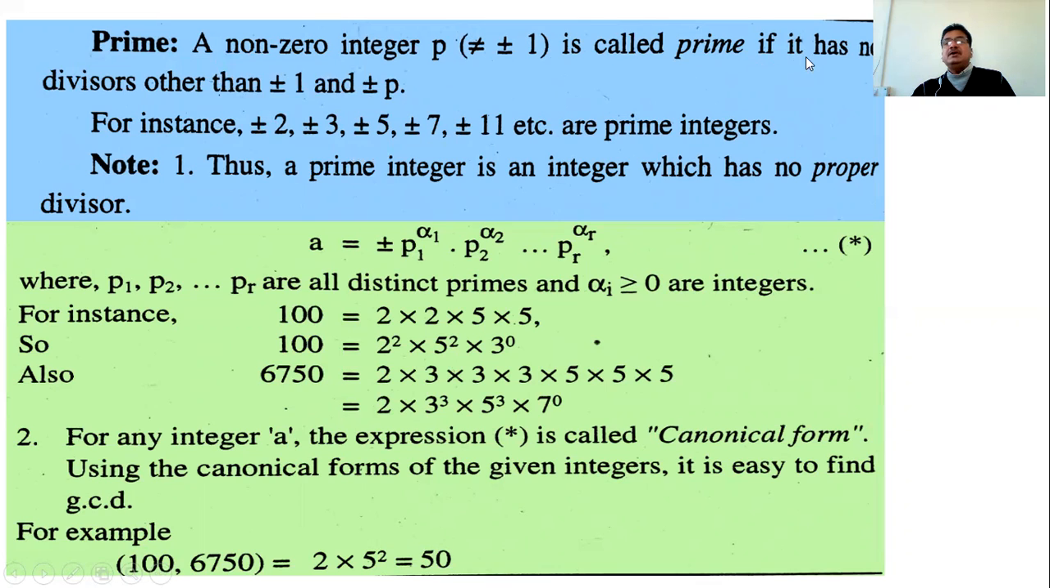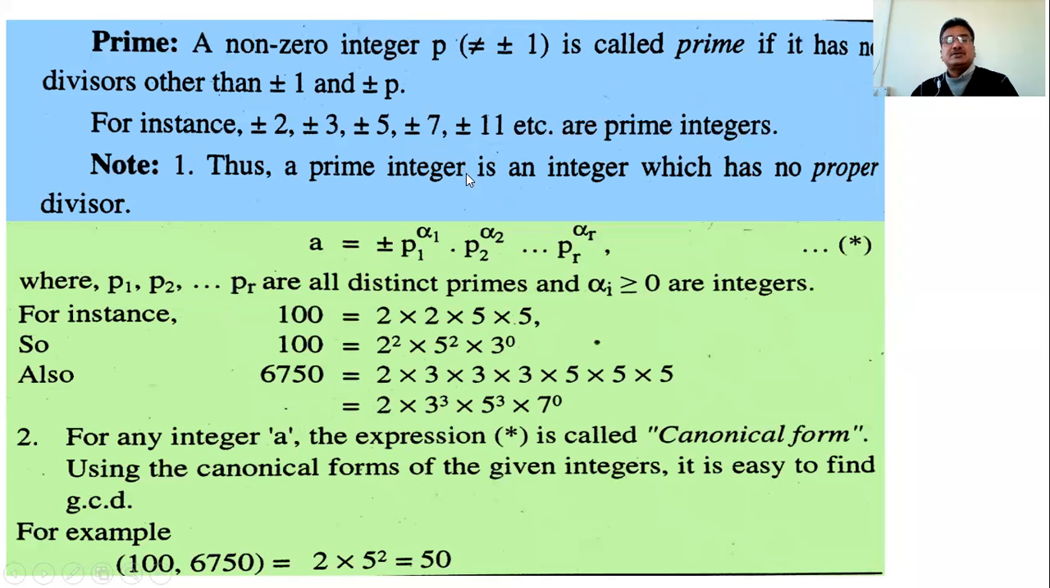It is called prime if it has no divisor other than plus minus 1 and plus minus p. That is, the numbers divisible by only itself and 1 are called prime numbers. And we know the definition of divisibility. If you find the divisors of, suppose, 7, then what are the divisors of 7? 1 is a divisor of 7 and 7 itself is a divisor of 7. Also minus 1 and minus 7 are divisors. That is, 7 has only divisors plus minus 1 and plus minus 7.